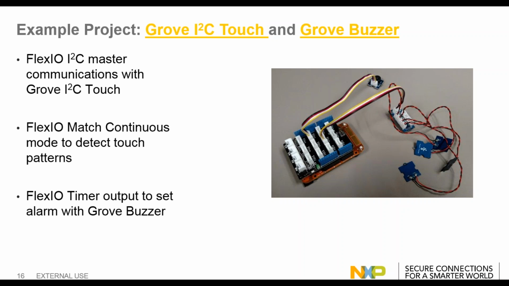And then the final aspect of this example is we use a FlexIO timer output to set an alarm. So the idea behind this demo is if a certain pattern of touching of the touchpads is recognized, then we'll set off a buzzer alarm. So this is, again, showing how you can expand beyond the hardware that we have available, the Freedom KD2F, leveraging sensors and showing the capabilities of the FlexIO to do various uses.